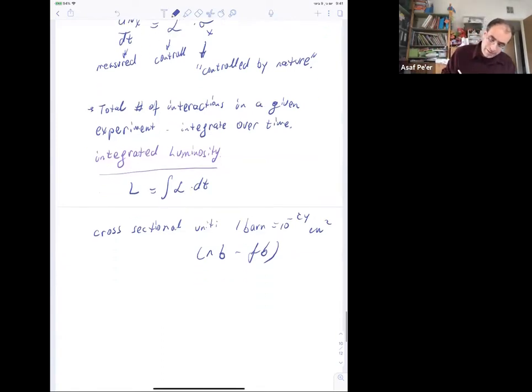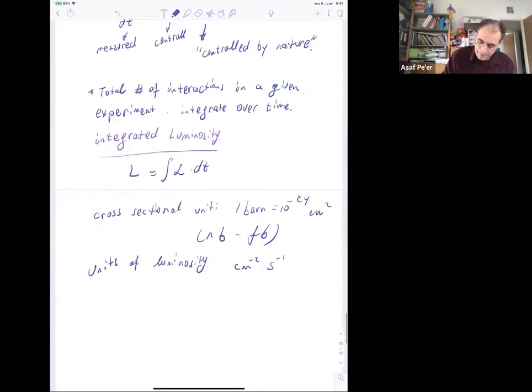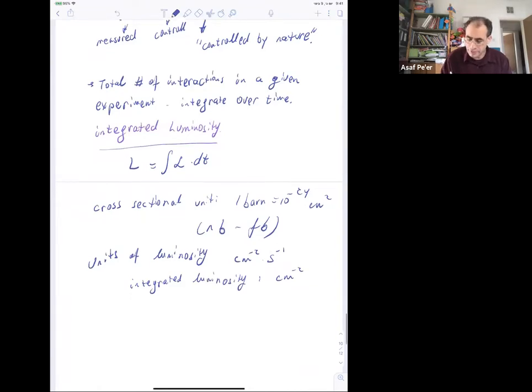For the luminosity, the units would be centimeter minus 2, second minus 1. And for integrated luminosity, let's integrate it over time, so it's just centimeters minus 2, which more often will simply be inverse femtobarn, femtobarn to the minus 1. And that depends on the experiment.